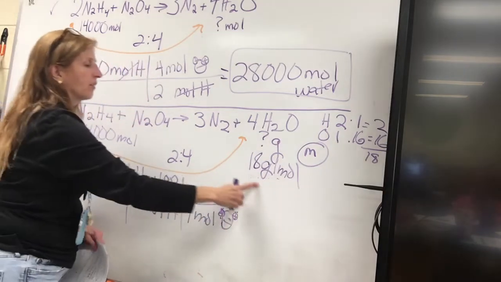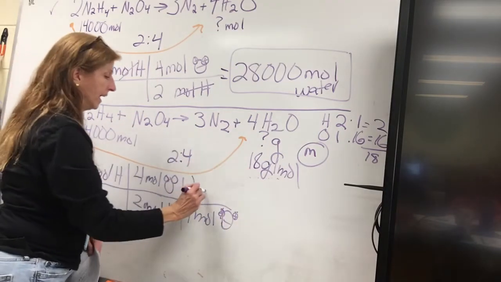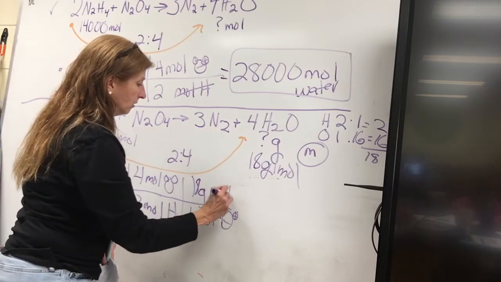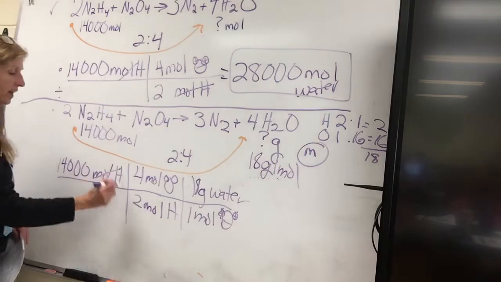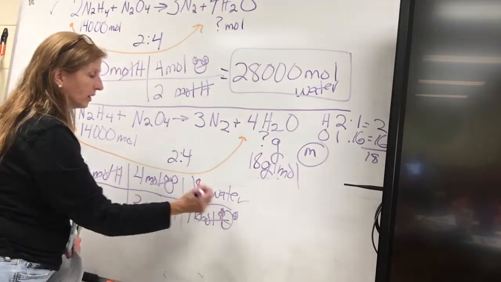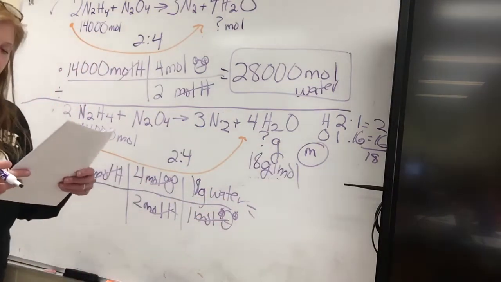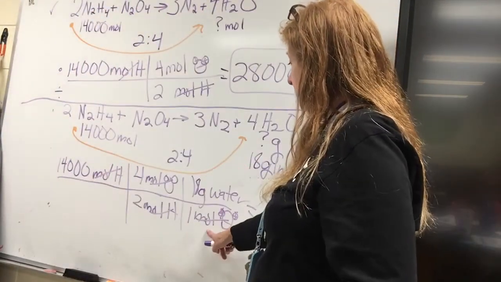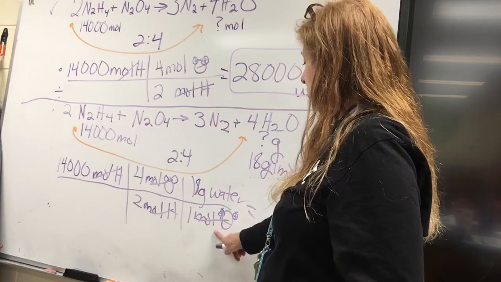And what's on the other side of the fraction bar? 18 grams of water. These cancel out. Those cancel out. We're left with grams of water. Do it on your calculator and tell me what it is. What does that say on the bottom and then the top? 18 grams of water, 1 mole of water.